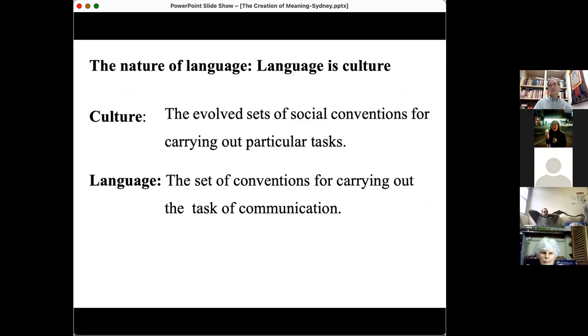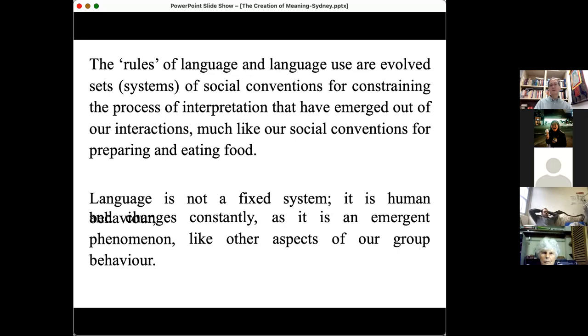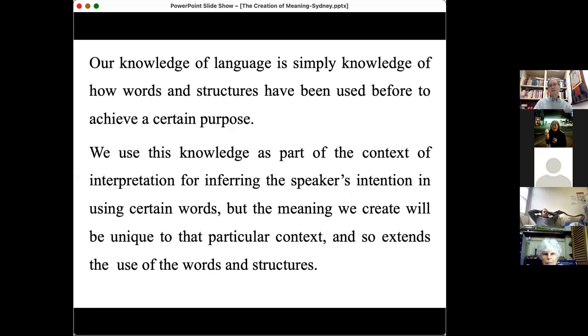Okay, so now turning to the nature of language. What is language? Language is culture. What is culture? Culture is the evolved sets of social conventions for carrying out particular tasks, and language is the set of conventions for carrying out the task of communication. The rules of language and language use are evolved sets of social conventions for constraining the process of interpretation that have emerged out of our interaction, much like our social conventions for preparing and eating food. Language is not a fixed system, it's human behavior and changes constantly as it's an emergent phenomenon like other aspects of our group behavior. Our knowledge of language is simply knowledge of how words and structures have been used before to achieve a certain purpose.